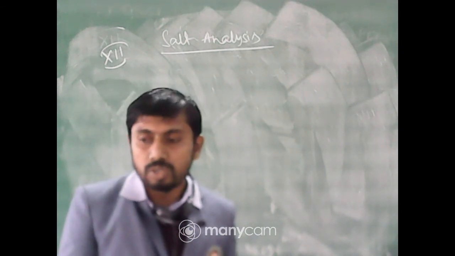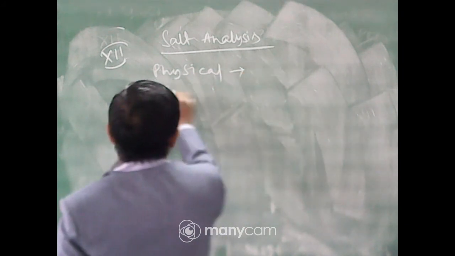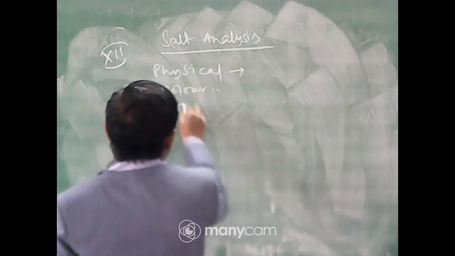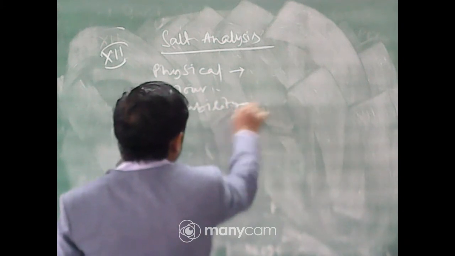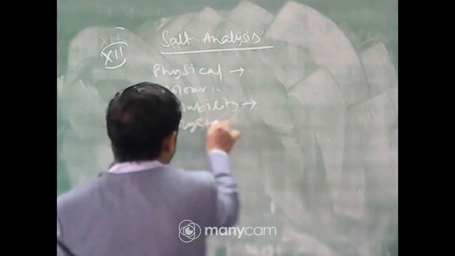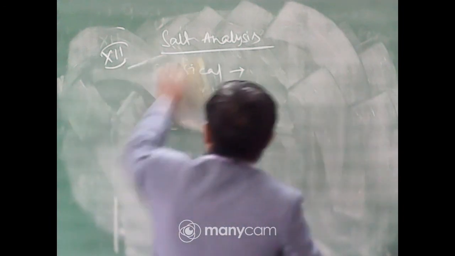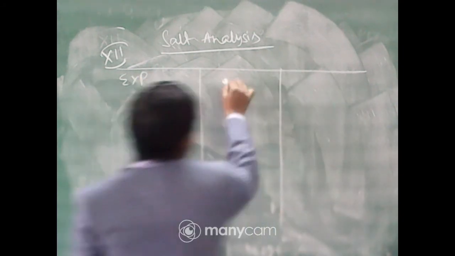This is one salt. So how to represent it? First of all, the physical characteristics. Here the color is white, then solubility, then crystalline or amorphous, crystalline. These are the physical characteristics, and after writing them, you will write the experiments in that form. This is all for unknown analysis: experiment, observation, inference, okay.